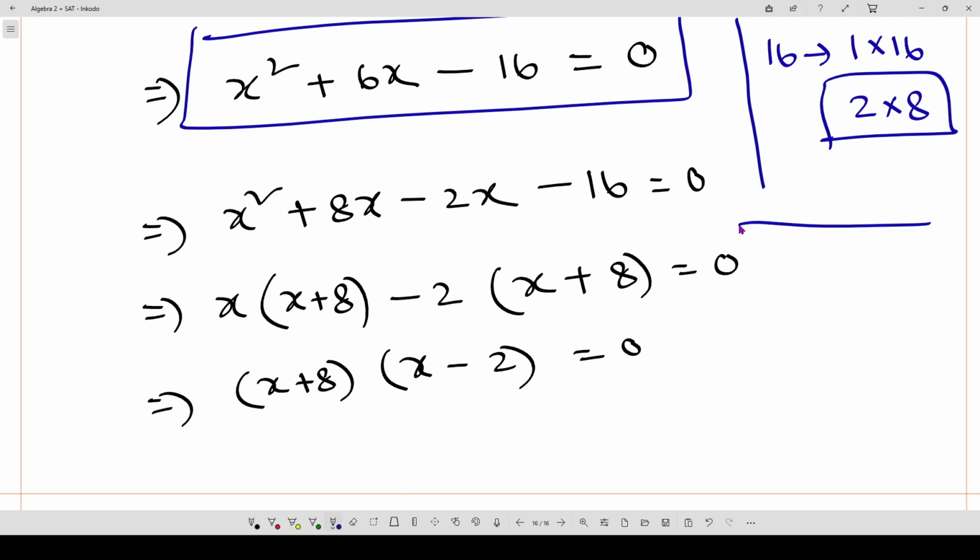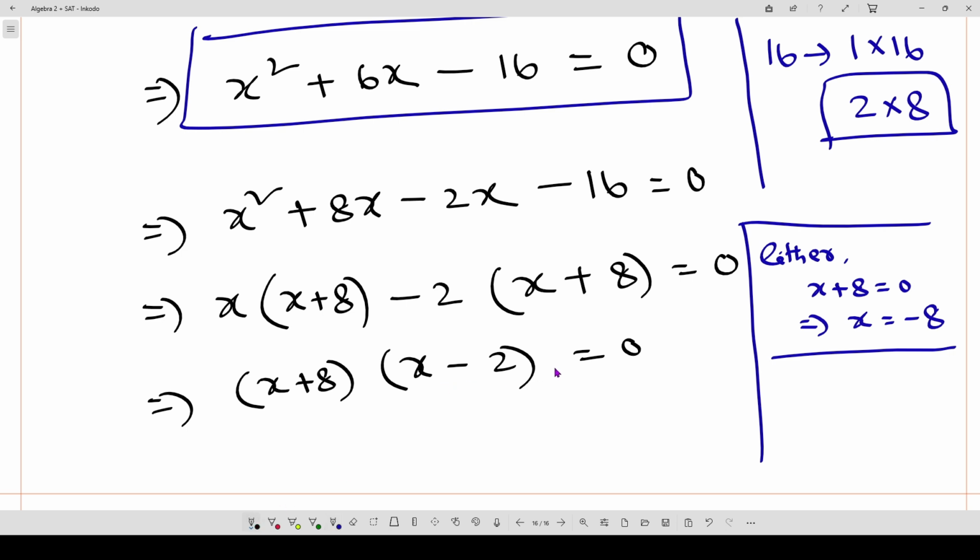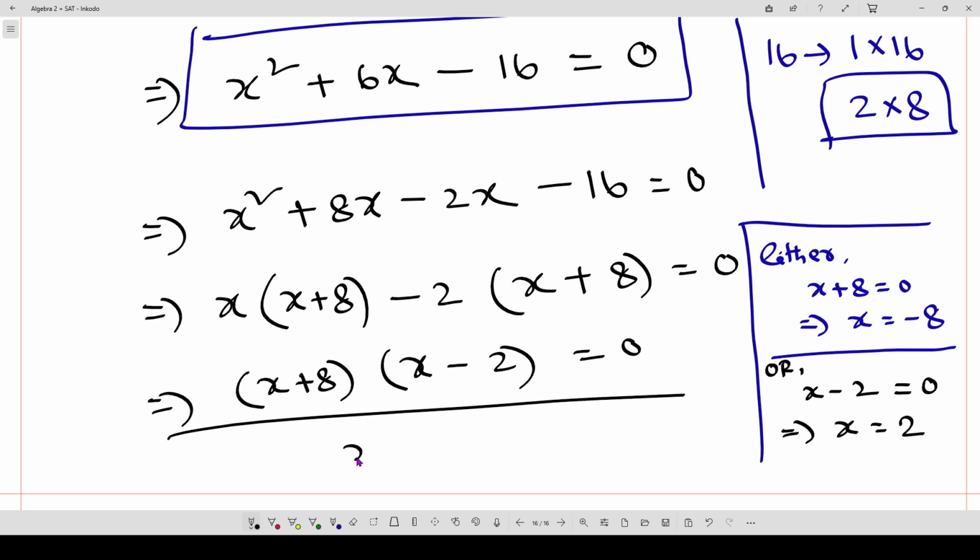So it's very simple, we will get the answer. First one, either x + 8 equals 0. That means once we subtract 8 from both sides, we get x equals −8. Another one, x − 2 equals 0. Then we add 2 to both sides, x equals 2, and this is our answer. It means x equals 2 or −8, right?